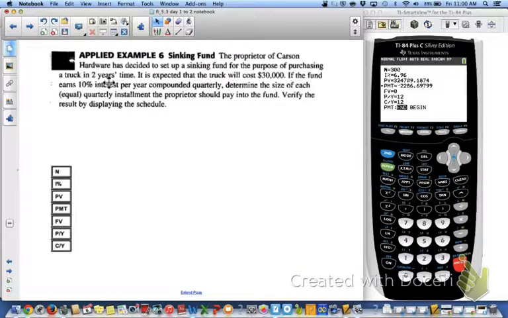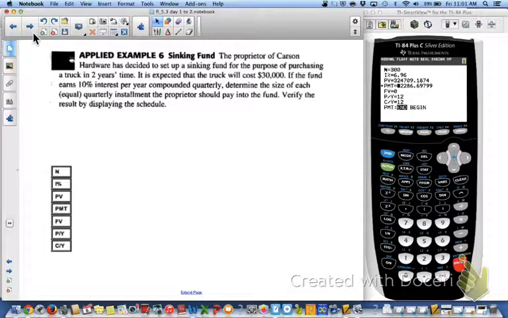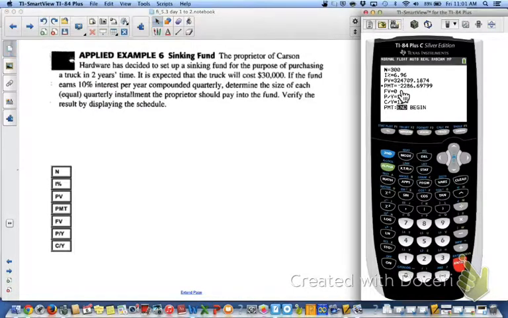And then our last one is called a sinking fund, and all that means is a certain amount of money that you want to end up with in however many years, so you're going to set up and pay annuities so that you make sure you end up with that much money. So over here they want to end up with $30,000. So we put $30,000 as the final value.